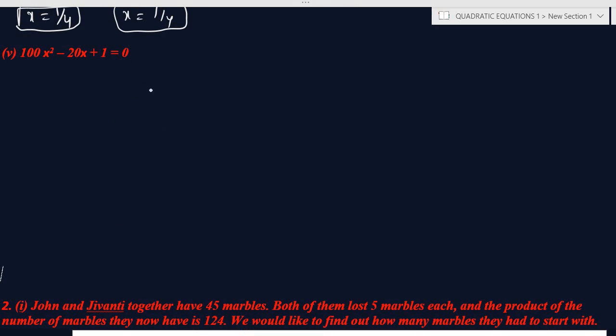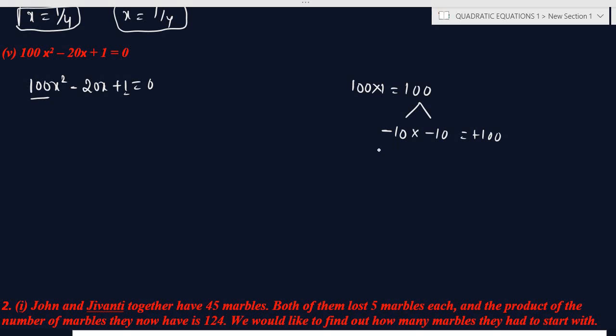Let us go for the next question. 100x² − 20x + 1 = 0. Here I multiply 100 into 1, that is equal to 100. How will you multiply these two numbers? By multiplying you should get 100, and by adding them you should get minus 20, that is minus 10 into minus 10 is giving you plus 100, minus 10 and minus 10 is giving you minus 20. So therefore I split these numbers as 100x² − 10x − 10x + 1 = 0.